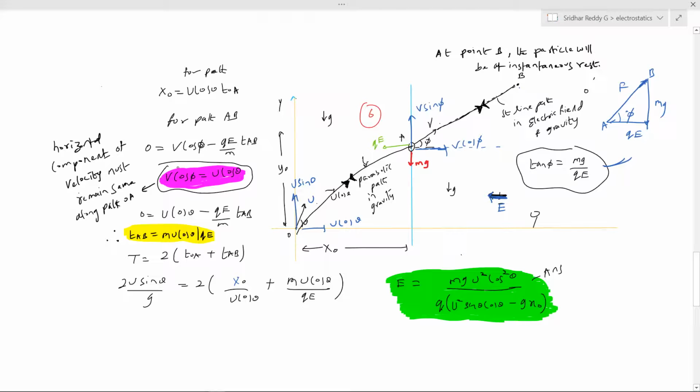So substituting this equation here, I'll end up with this. The time taken to move from A to B is equal to mU cos theta by QE. The time taken to move from O to A we already know: x naught should be equal to U cos theta into TOA. So TOA is x naught by U cos theta, and TAB is mU cos theta by QE. And we have already calculated in the previous discussion 2U sin theta by g. Solving for E, we'll get this answer.